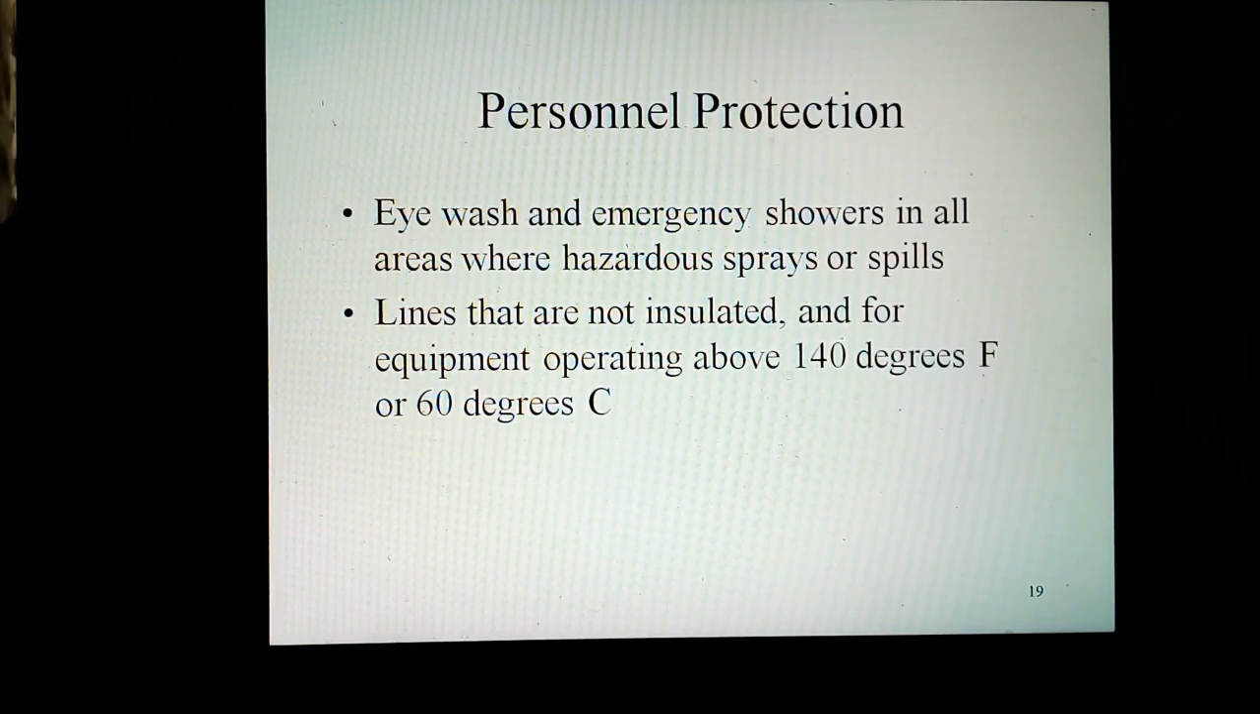Personnel protection. Locate eye wash and emergency showers in all areas where operating personnel are subject to hazardous sprays or spills, such as acid. Personnel protection should be provided at lines that are not insulated, and for equipment operating above 140 degrees Fahrenheit or 60 degrees Celsius, when they constitute a hazard to the operators during the normal operating routine. Lines that are not frequently used, such as snuffing steam and release valve discharges, may not require a protective shield for covering.